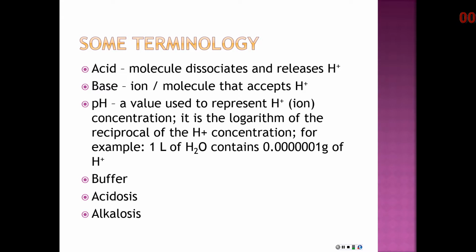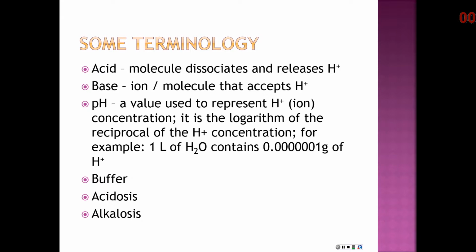Some of the definitions you see here, some were a little too long to fit on the slide. An acid is really any molecule that readily gives up or dissociates and releases a hydrogen ion. So something like hydrochloric acid, HCl, hydrogen and chloride, when put in solution will dissociate into hydrogen and chloride. That makes it an acid. A base is any ion or molecule that can accept a hydrogen ion. Bicarbonate, as you'll see in a few moments, is one of those bases because it can combine with hydrogen to give us carbonic acid. We'll see that formula in just a minute.